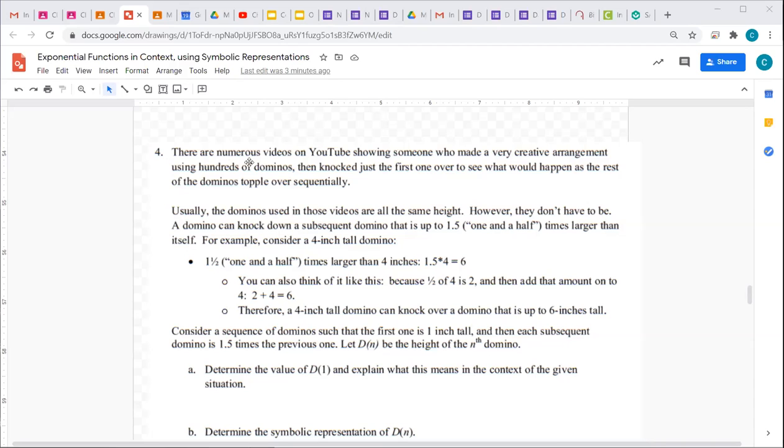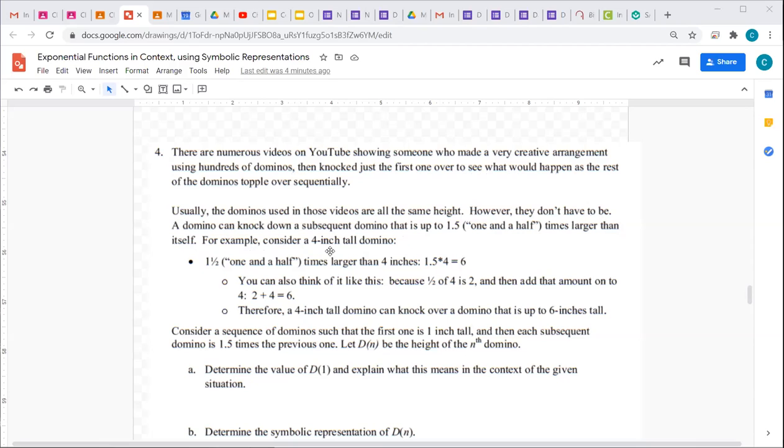There are numerous videos on YouTube showing someone who made a very creative arrangement using hundreds of dominoes. Then knock just the first one over to see what would happen as the rest of the dominoes topple over sequentially. Usually the dominoes used in these videos are all the same height. However, they don't have to be. A domino can knock down a subsequent domino that is up to 1.5 times larger than itself. In other words, 3 halves as large.